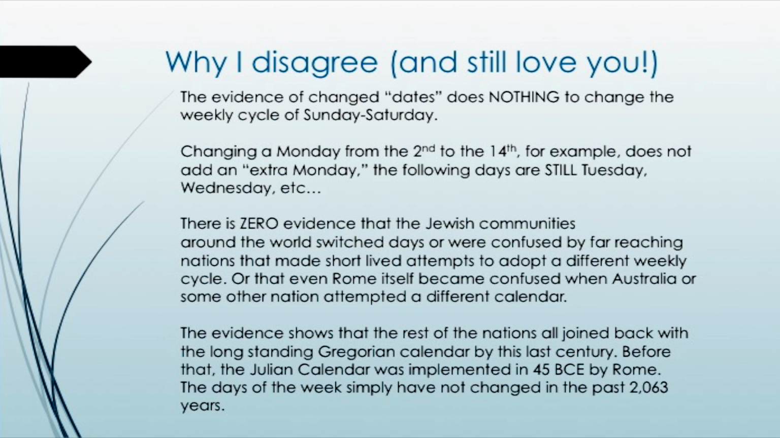There is zero evidence that the Jewish communities around the world switched days or were confused when far-reaching nations made short-lived attempts to adopt a different weekly cycle, or that even Rome itself became confused when, say, Australia or some other nation attempted a different calendar for a brief period of time. The evidence shows that the rest of the nations all joined back with the long-standing Gregorian calendar by this last century. Before that, the Julian calendar was implemented in 45 BCE by Rome. The days and the weeks simply have not changed in the past 2,063 years. I find no evidence for that.